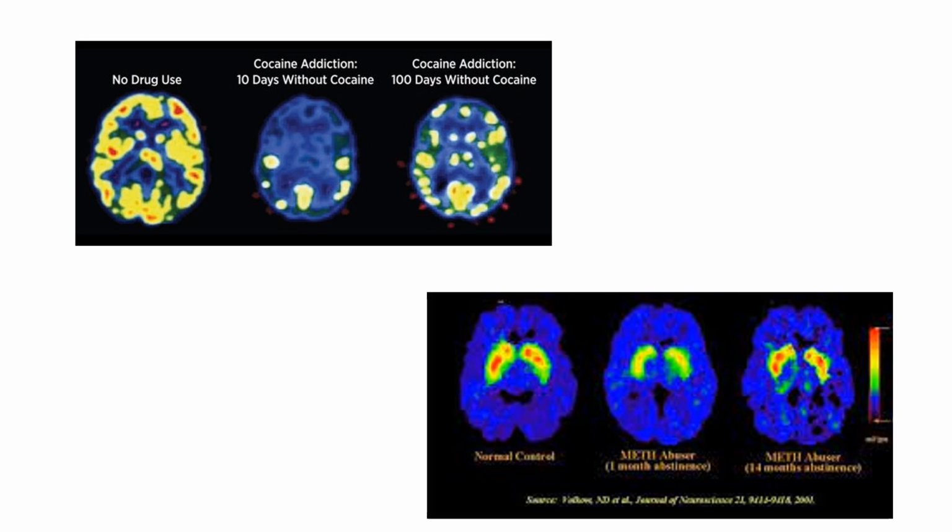These are really old images, so the image quality looks a little bit different. But image left is no drug use. In the middle, it's cocaine addiction, 10 days without cocaine. And then cocaine addiction, 100 days without cocaine. You see that some areas of the brain start to get more activity back. The bottom one is another F-DOPA scan. There's a normal control followed by a meth user in the middle with 1 month being off methamphetamines and then 14 months off of methamphetamines. You see that some areas of the brain are starting to recover, others look a little bit worse.